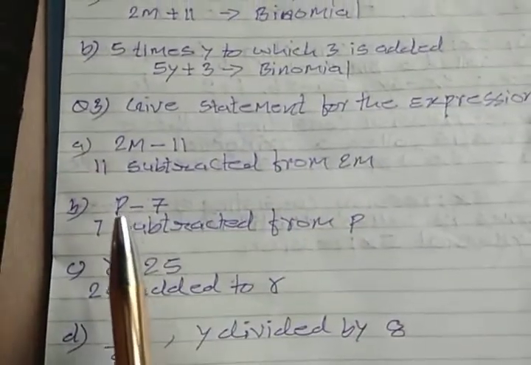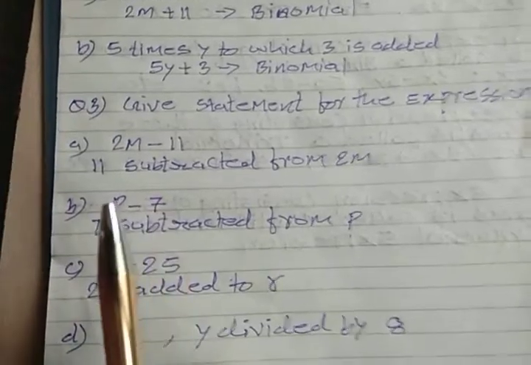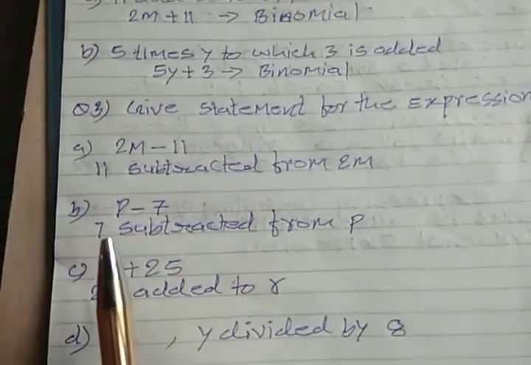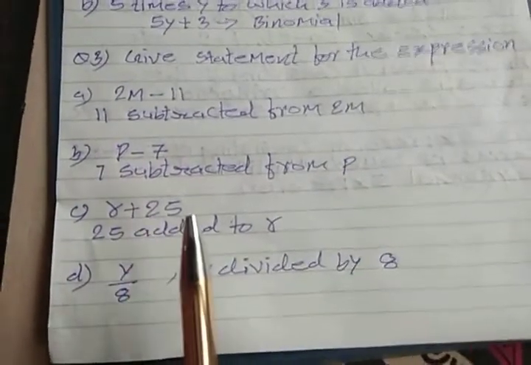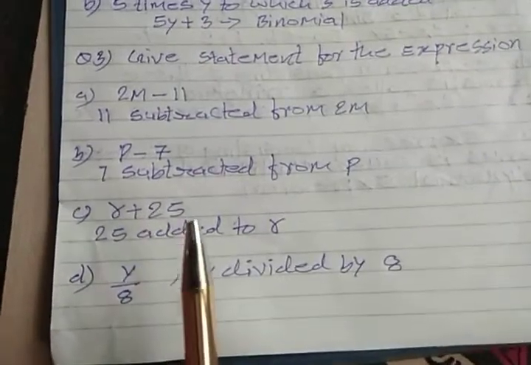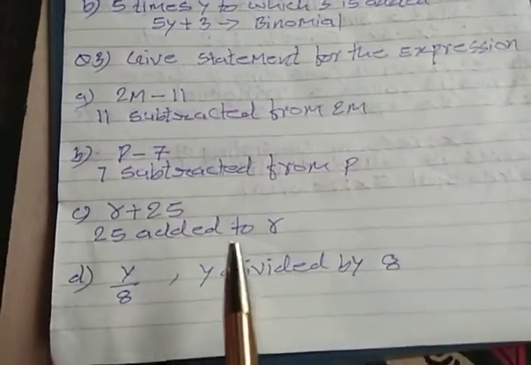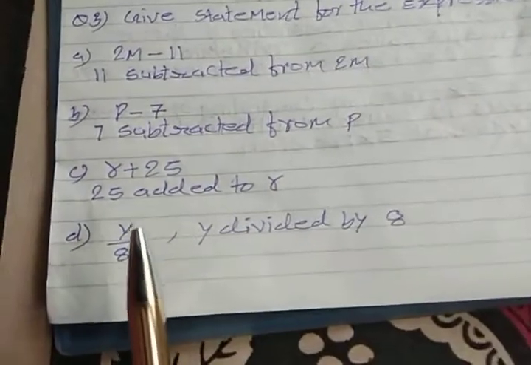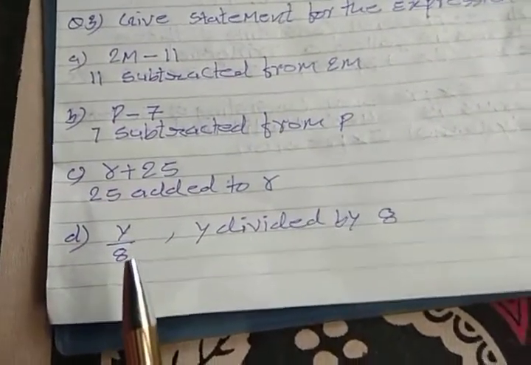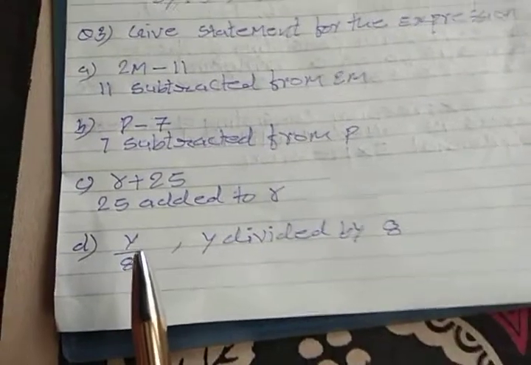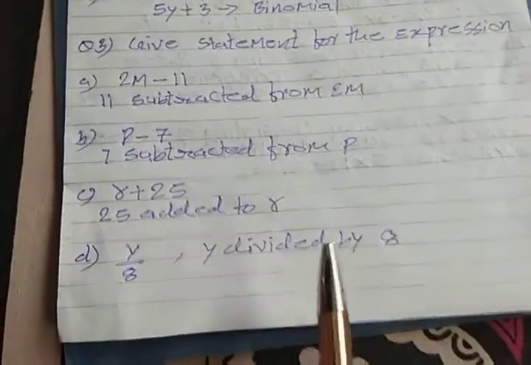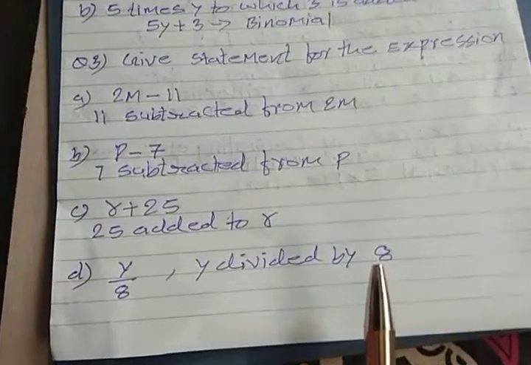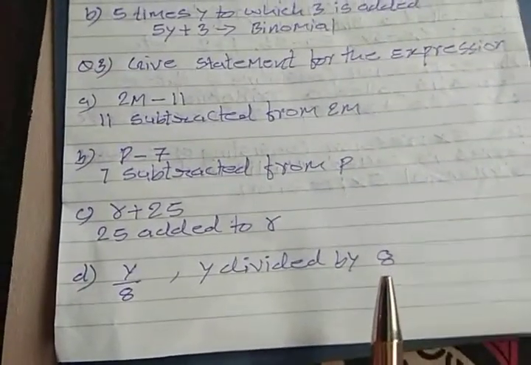Second example, P minus 7. The expression is P minus 7 and the statement is 7 subtracted from P. Next one, R plus 25. The expression is R plus 25 and the statement is 25 added to R. The last one, Y divided by 8. This is the expression Y divided by 8, and the statement is Y divided by 8. Expressions are given, we prepare statements.